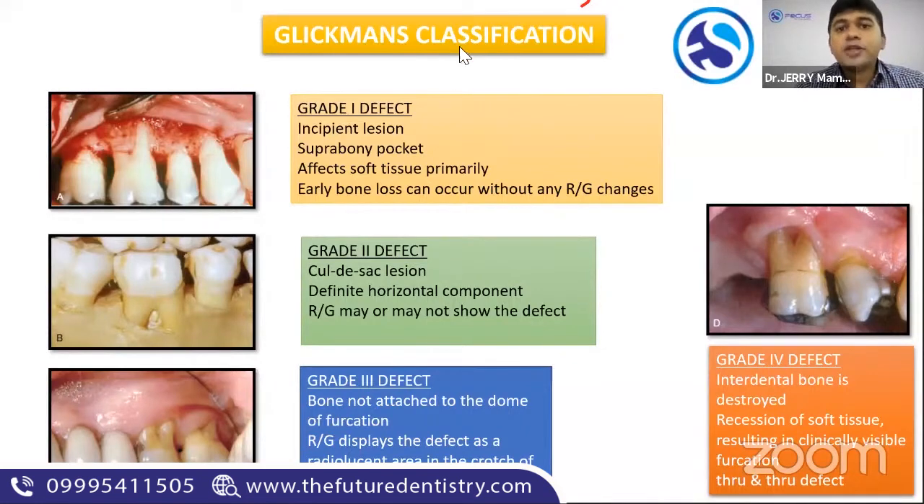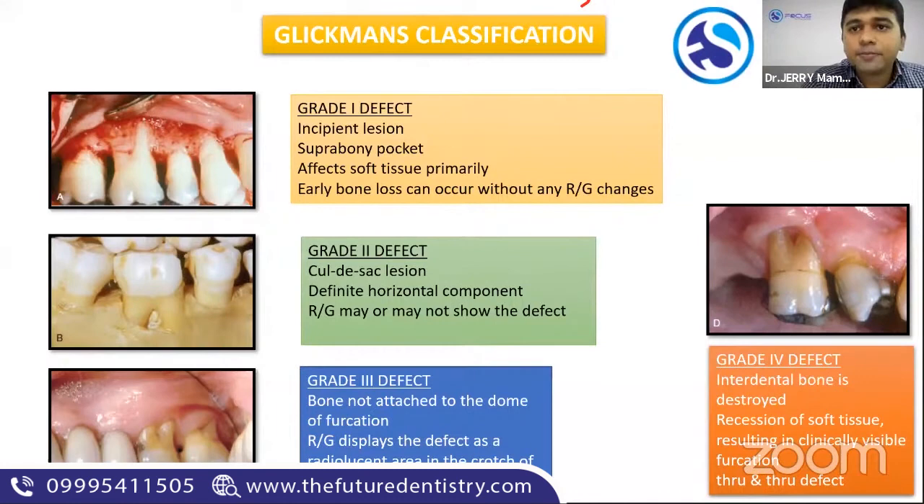Okay, so now we are coming to Glickman's classification. To remember classifications or any definitions, pick up very few points. Pick up the most important points in that topic or definition and keep them in your head. That's it. You are done and dusted for each one. So how do we go about it?